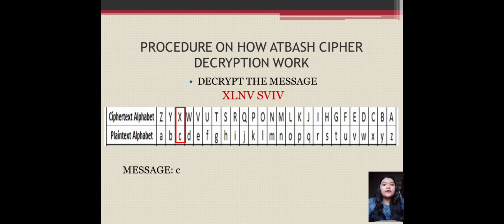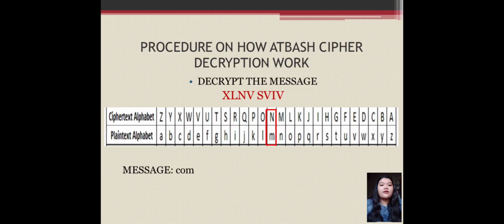The column corresponding to X is C. So X decrypts to C, and the first letter in the message is C. The column corresponding to L is O. So L decrypts to O, and the second letter in the message is O.